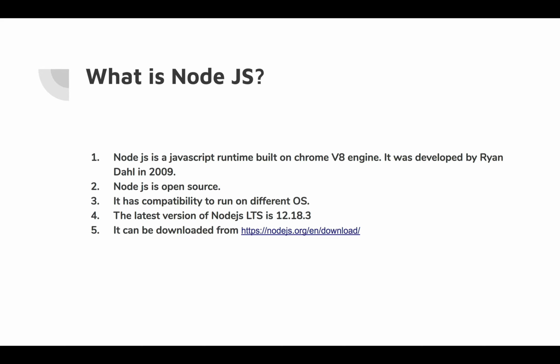The latest LTS version of Node.js is 12.18.3. LTS basically stands for long-term support. You can get all the details on the site mentioned on the screen in point number 5. You can download it based on your operating system, 32-bit, 64-bit, all the different options are mentioned here. You can go ahead and download and install it in your system.